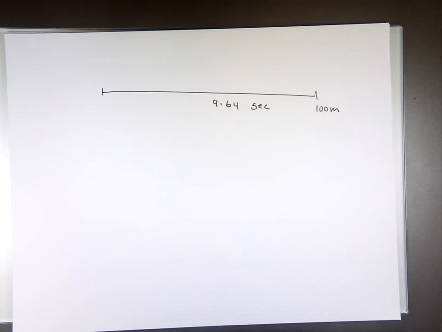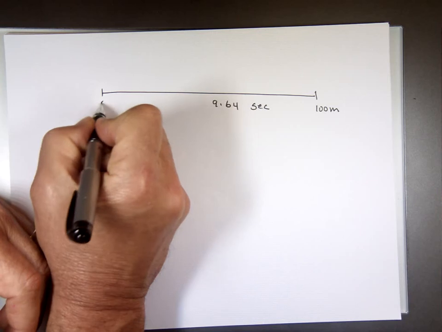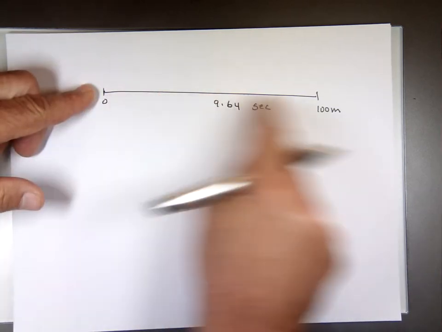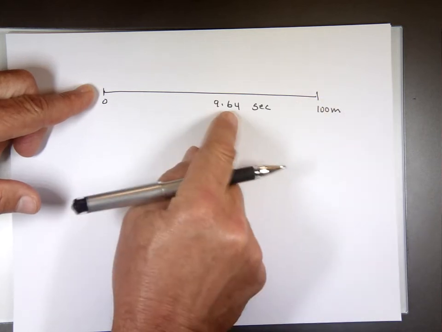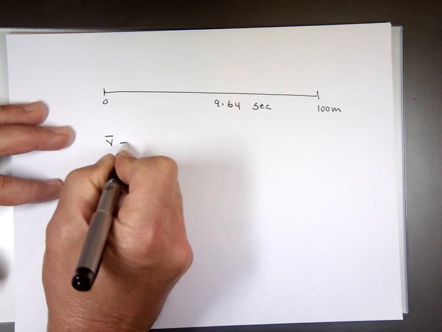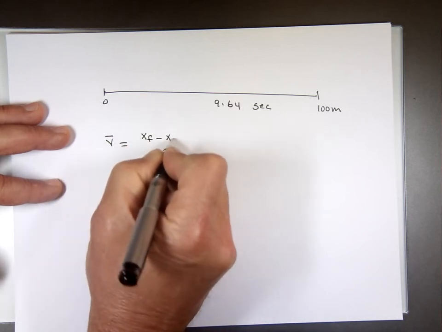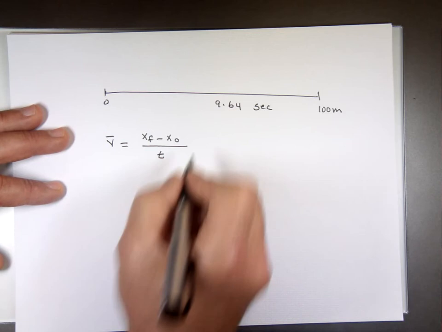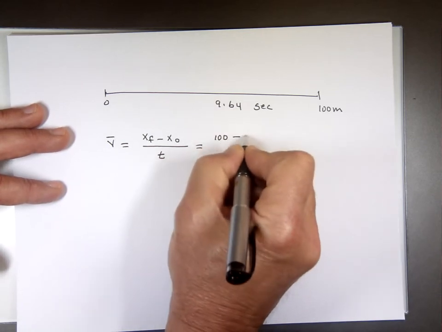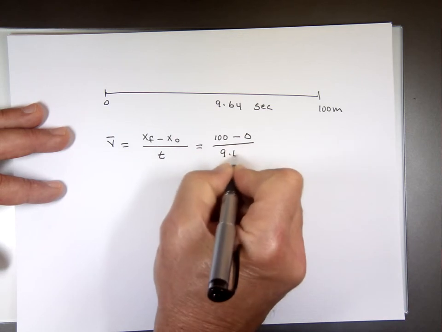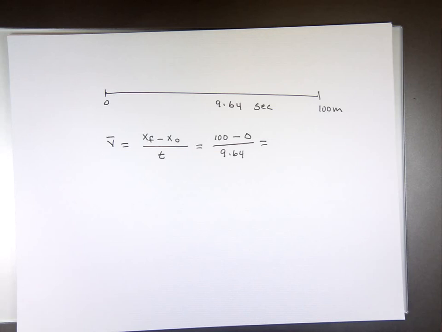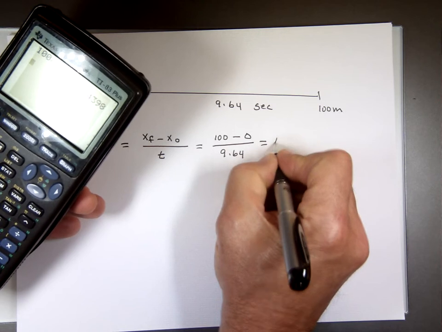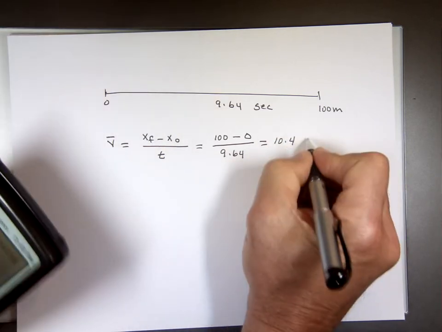What's his average speed? Remember, he starts from here. This is the 0 mark. They go on your mark, they fire the gun, and Usain Bolt ran 100 meters in 9.64 seconds. So his average speed is x final minus x initial divided by the time it took, which is 100 minus 0 divided by 9.64. That's 10.4 roughly meters per second.